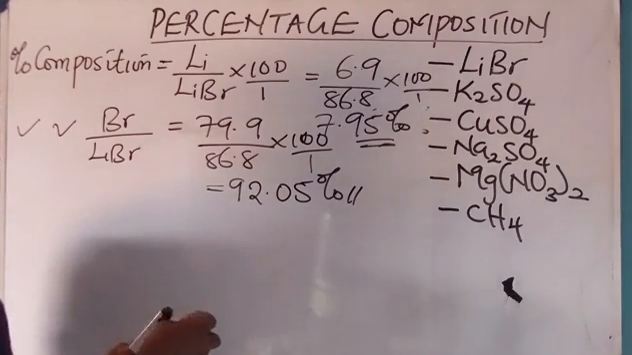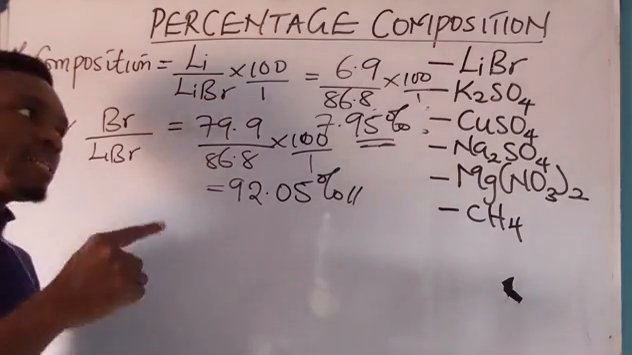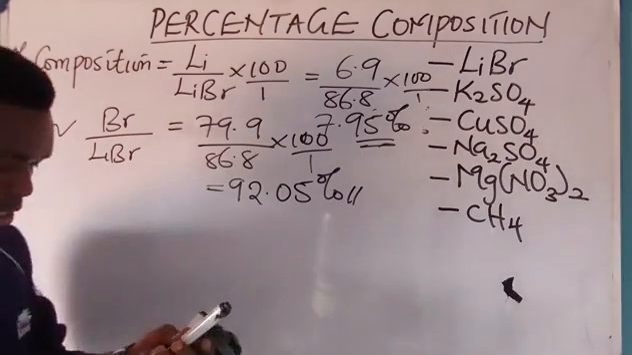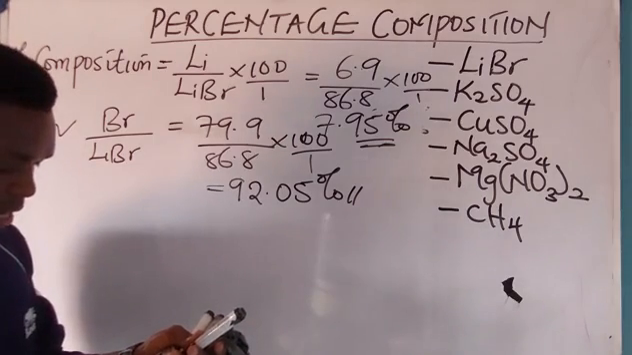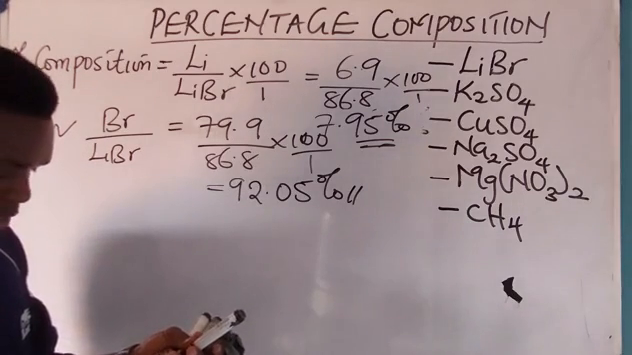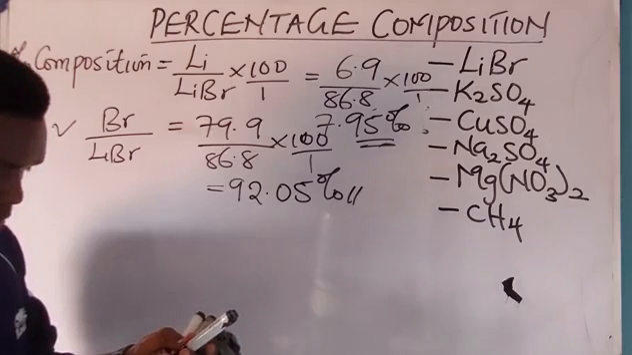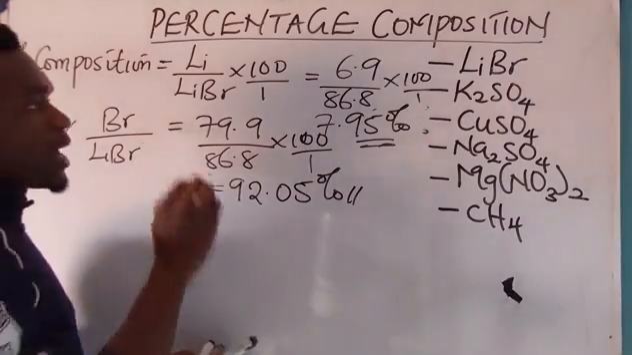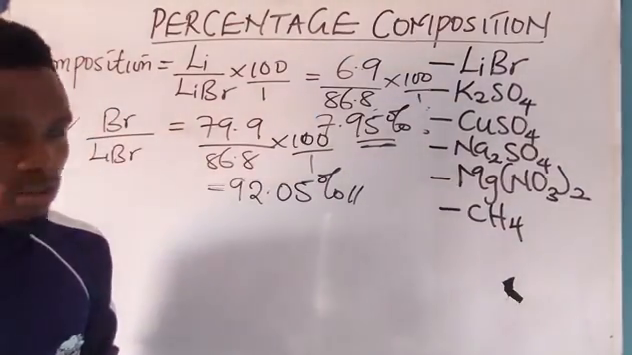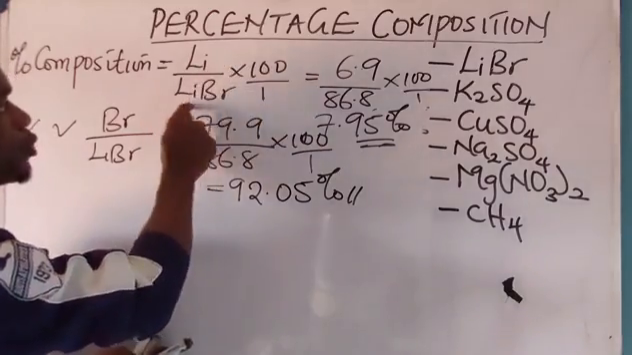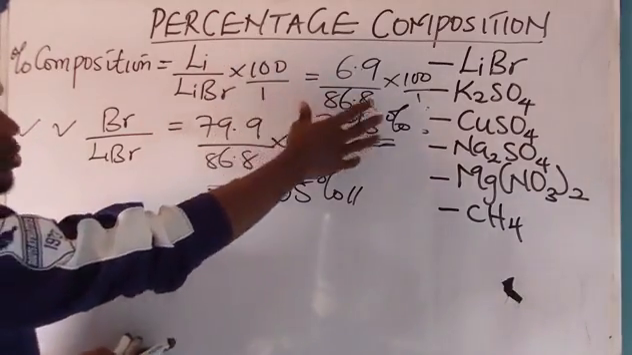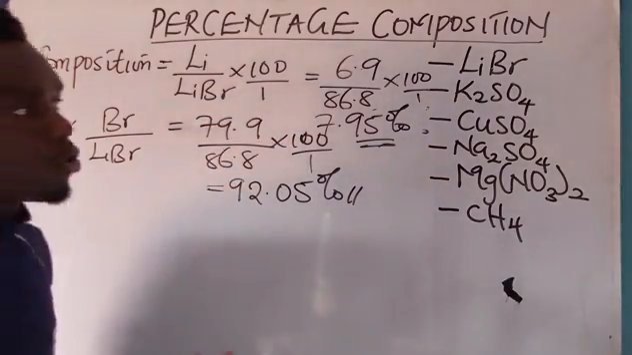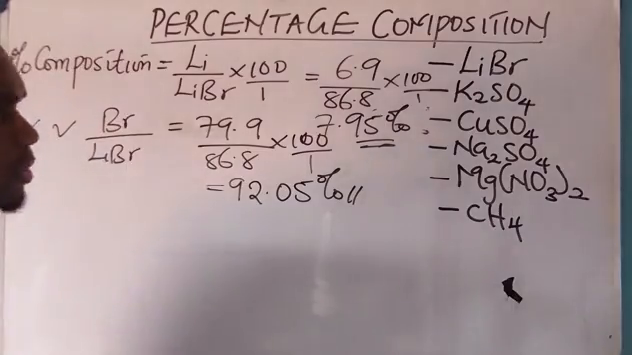It must get to 100, or maybe 99.9 or 100 on the dot. So let us sum it together. We have 7.95 plus 92.05 equals 100 exactly, which is very correct. So we had 100 on the dot. The elements over the whole compound times 100 over 1, you have what I've gotten now. You can solve more questions on your own. You can solve complex questions.